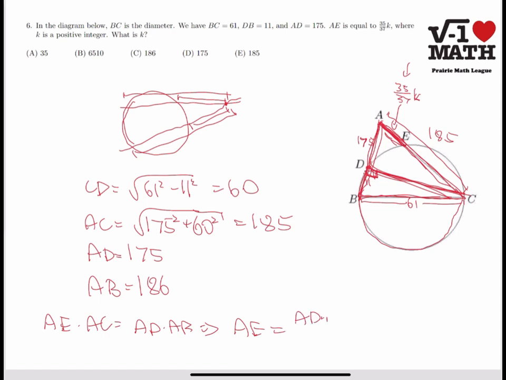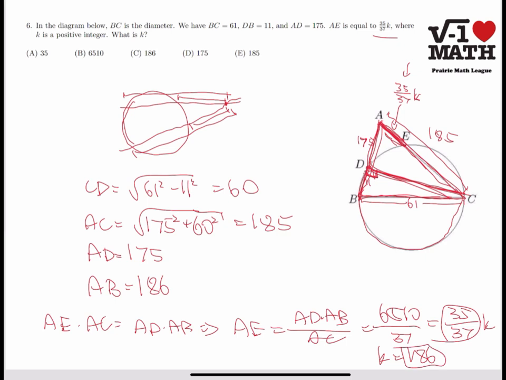And finally, we have AE times AC equals AD times AB, which implies that AE is equal to AD times AB divided by AC, which is going to be 175 times 186 divided by 185. If you convert this to a fraction, this becomes 6,510 over 37. But now notice that this is equal to 35 over 37 times k by the problem statement. So we just divide out both sides by 35 over 37, and k works out to be 186, which is option choice C. And we're done.